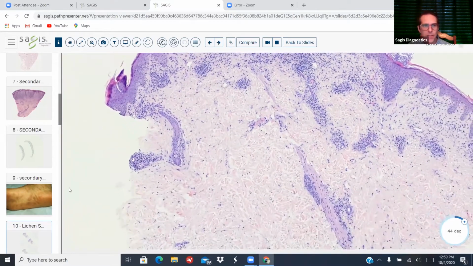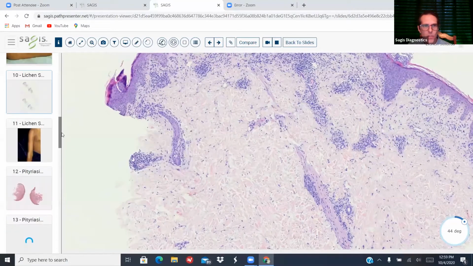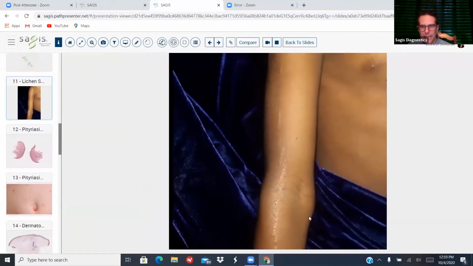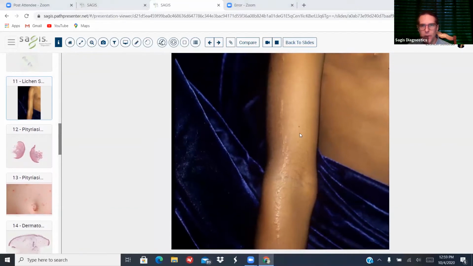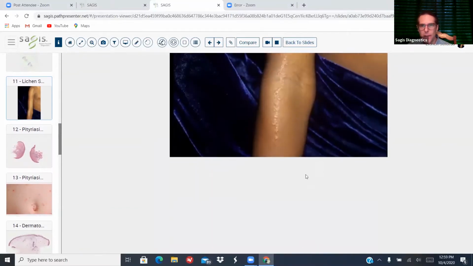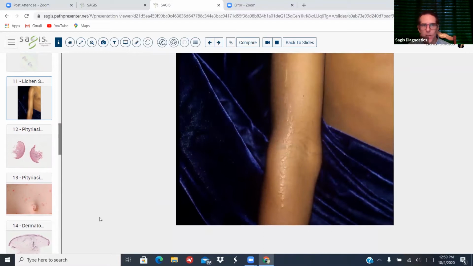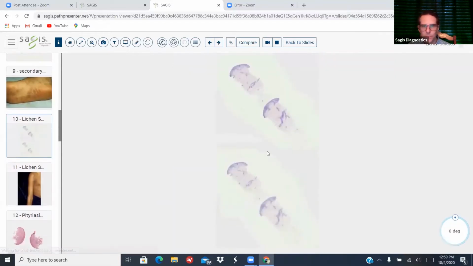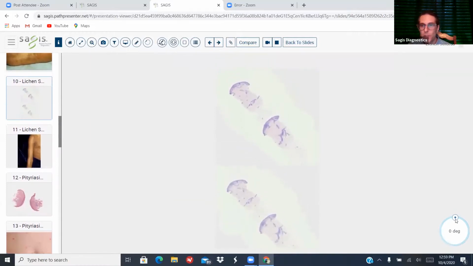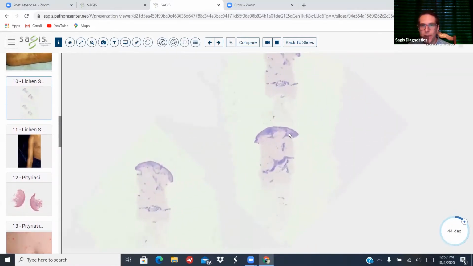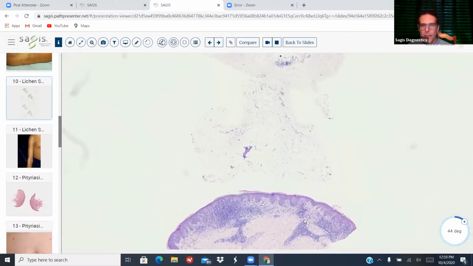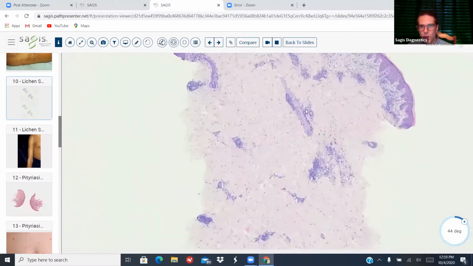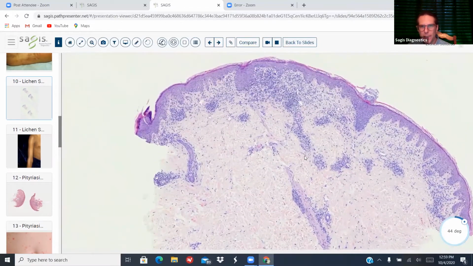This is lichen striatus. Of course, it's helpful when you get a clinical and you find out that it's a child and you have a linear eruption. Then you know it's lichen striatus. Other things to consider with this is lupus, because you get periacrine inflammation with lupus. But again, lupus should have other things like interstitial mucin, basement membrane thickening, and we're not seeing that.